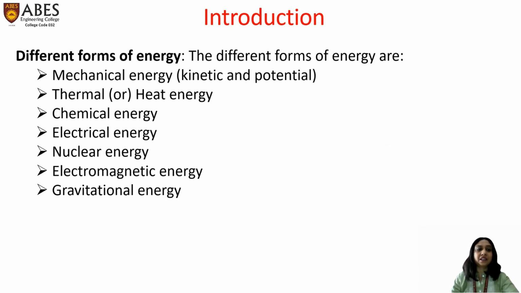The third one is chemical energy, which comes through chemical reactions. Electrical energy is due to the flow of electrons. Nuclear energy is basically a fission and fusion reaction. Electromagnetic energy is due to electromagnetism effects basically. And gravitational energy is due to gravity.